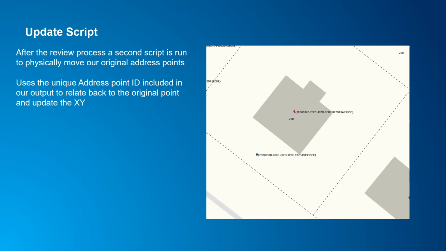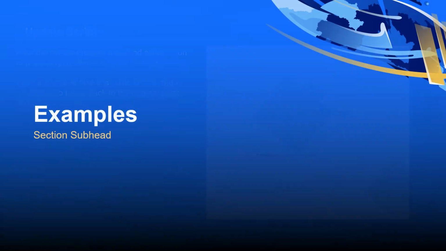And once the review process is complete, we have a secondary script which uses a relationship between the address point IDs in the output and the original data to update the original address points to our updated location. So now I'm going to hand it back over to Deepa to go through a couple more examples of what we found.